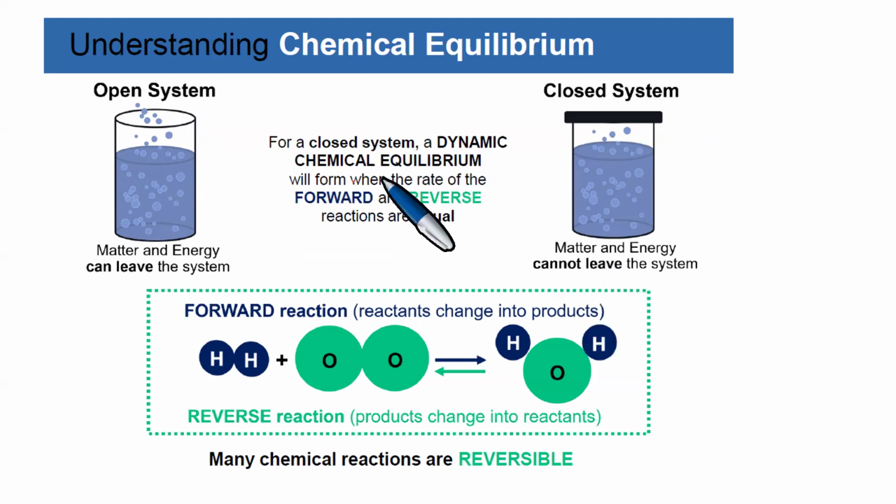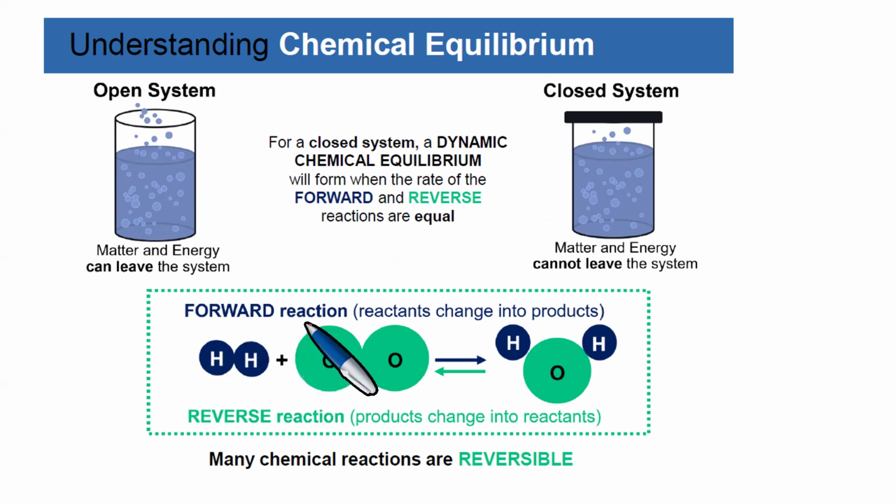Now, for a closed system, a dynamic chemical equilibrium will form when the rate of the forward and reverse reactions are equal. So this offers us an opportunity to define what we call a dynamic chemical equilibrium as that which forms when the rate of the forward and reverse reactions are equal.